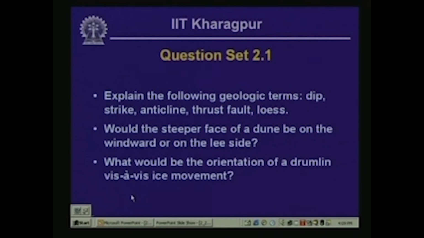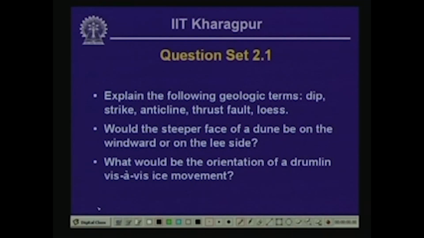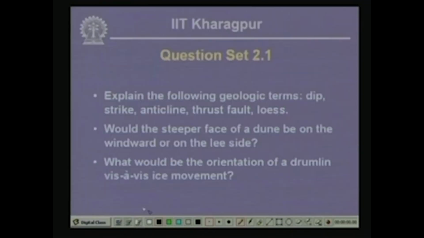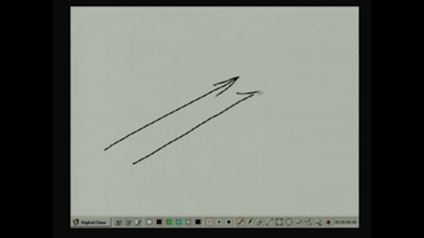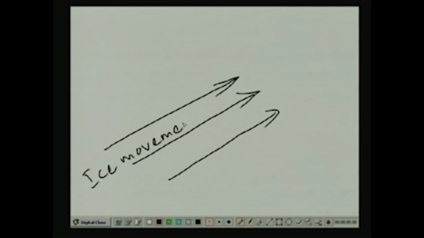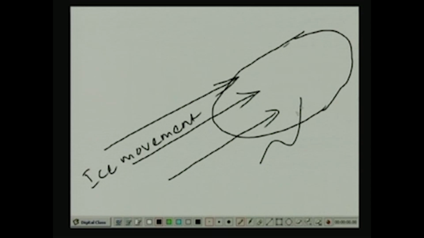The third question that we asked was what is the orientation of a drumlin vis-a-vis the direction of ice movement. So, this is actually going to be parallel to the direction of ice movement. Let me draw a sketch here and say you have got the direction of ice movement like this. So, this is the ice movement direction. So, in this situation, drumlins are going to form in this manner. So, this is going to be our drumlin.